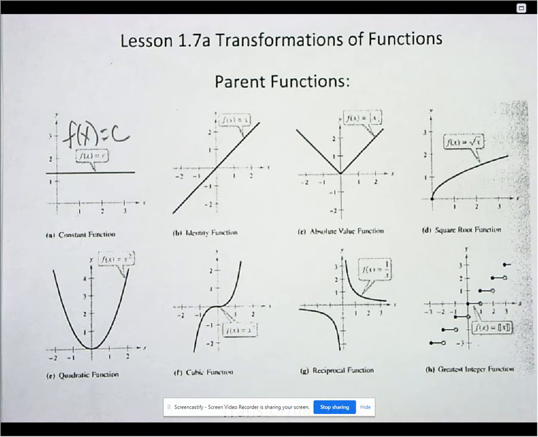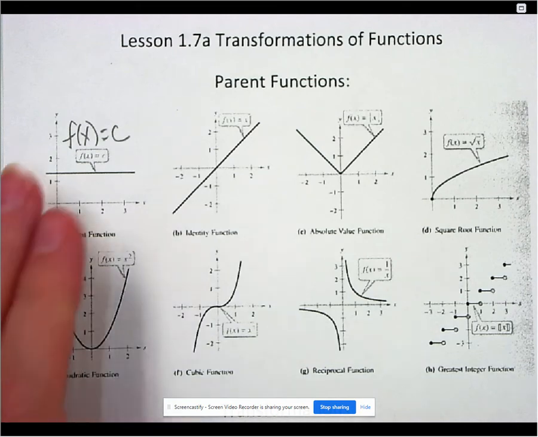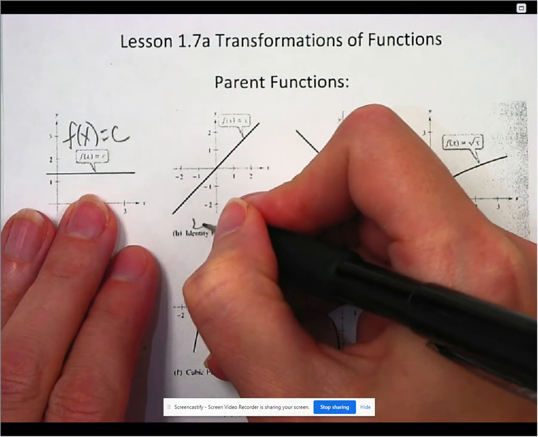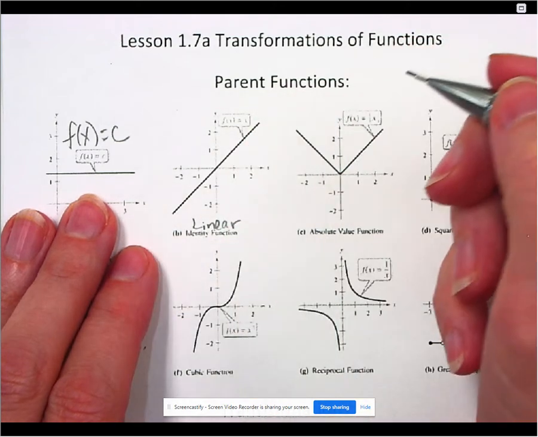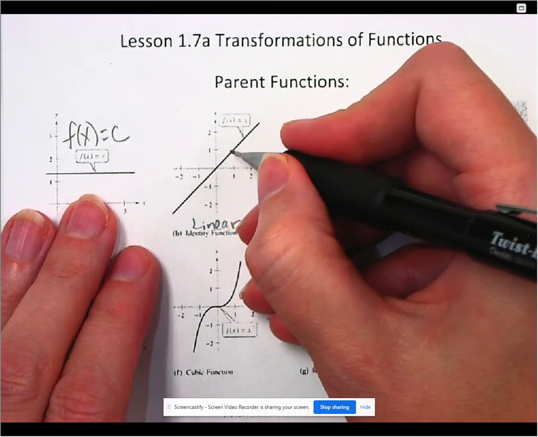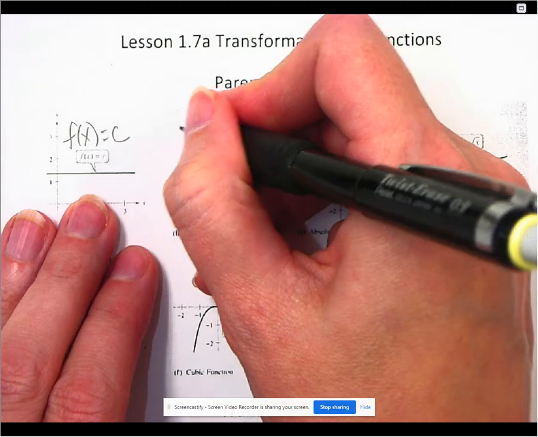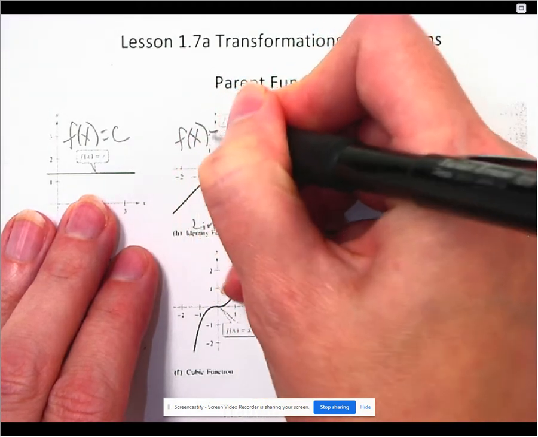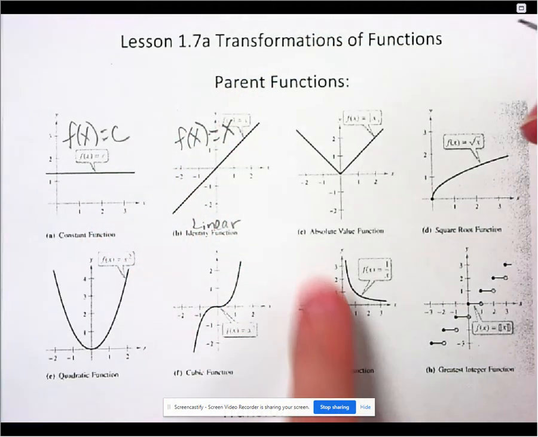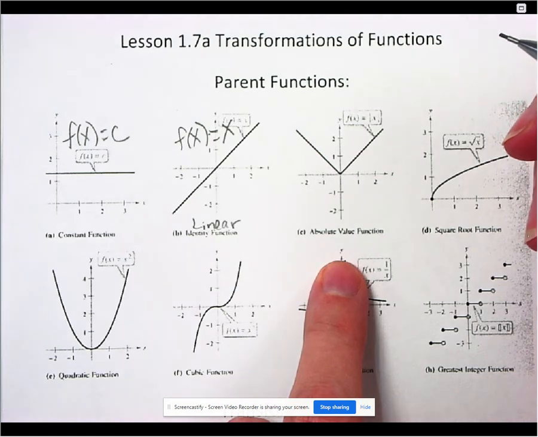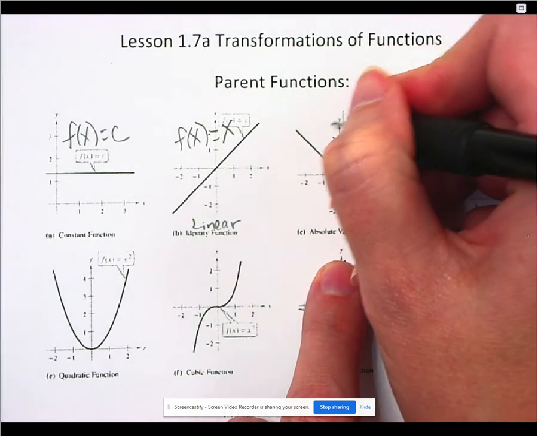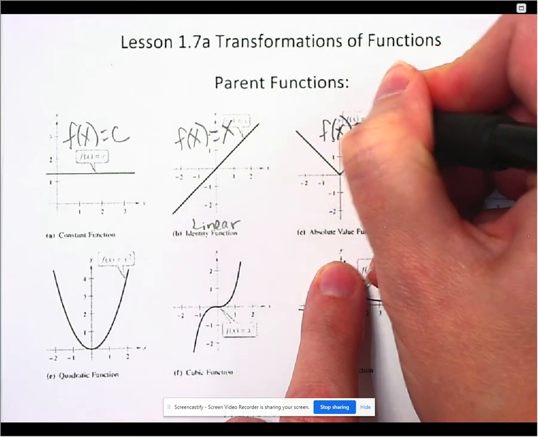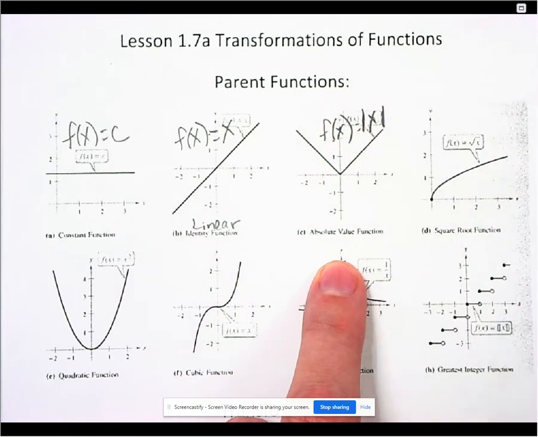All right, the next one is the identity function or the linear parent function. It's a line that goes through (0, 0) and has a slope of 1, and the equation for it is f of x equals x. We have an absolute value function, which is going to be in the shape of a V, and the equation for it is f of x equals the absolute value of x.